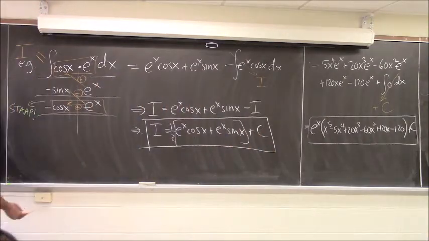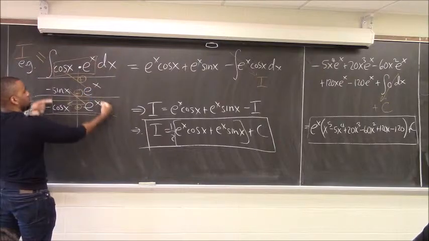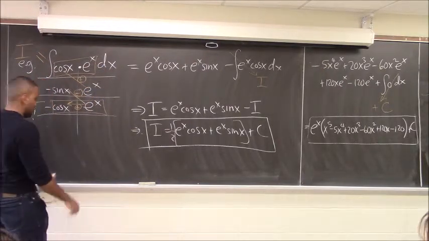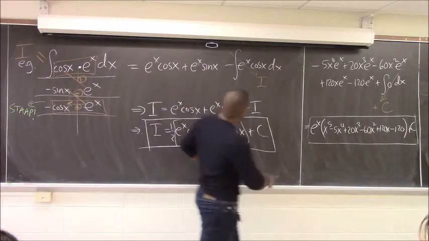So tabular integration can also deal with the situation where an integral revolves on itself. Just stop in the row where you see the original integral appear again. And then solve for it like algebra, as you would in an algebraic equation.